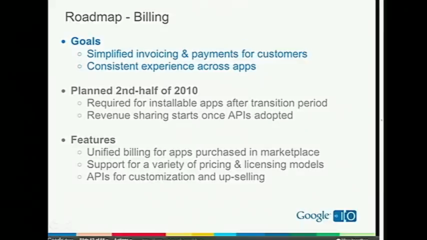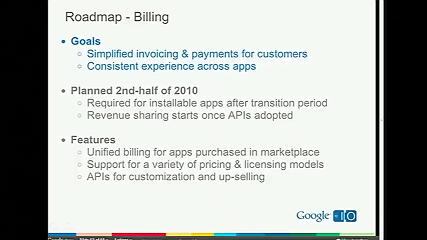They don't have to go to a bunch of websites around the web in order to configure this and enter their credit card number a dozen times and that sort of thing. So we're planning to launch our billing APIs in the second half of this year. They're required for installable apps after a transition period where you can integrate with them. And the revenue sharing starts once the billing APIs are adopted.